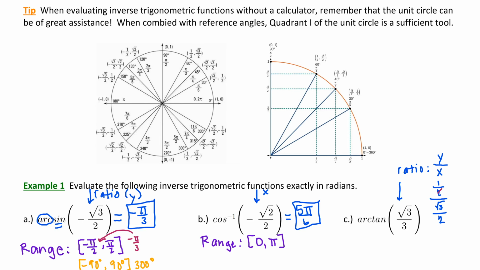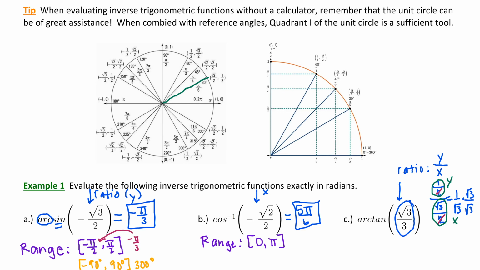In this case, the denominators cancel, and we end up with 1 over square root of 3, which when we rationalize by multiplying by square root of 3 over square root of 3, we end up with square root of 3 over 3. So I'm looking for an angle on the unit circle whose y-coordinate is 1/2 and whose x-coordinate is square root of 3 over 2. So on our unit circle, we can identify that to be pi over 6.